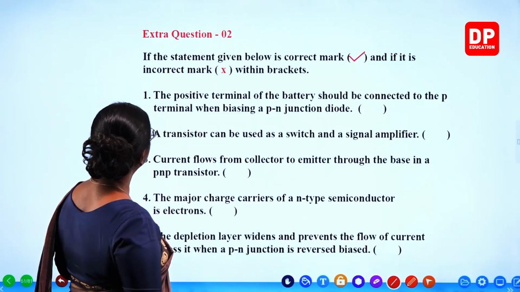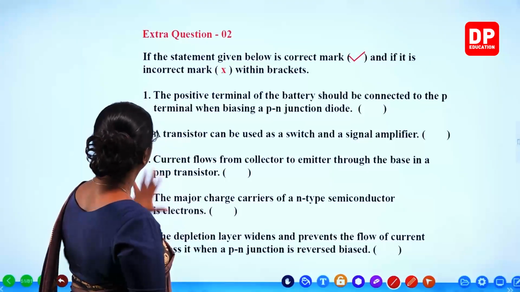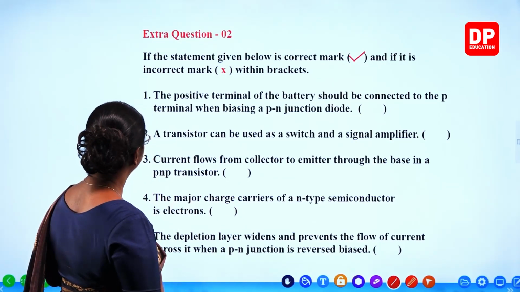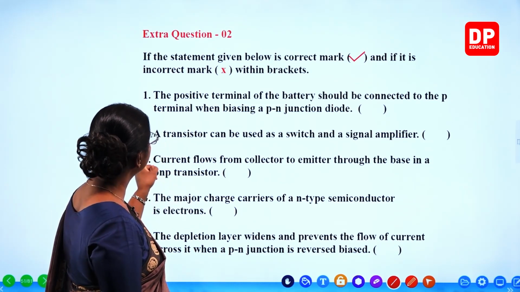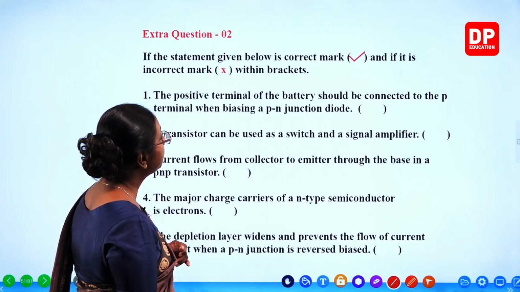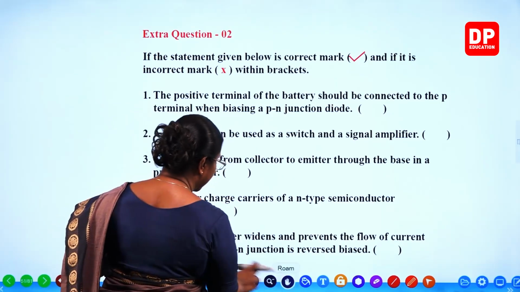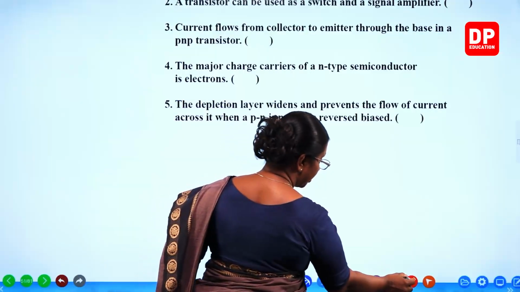So this is extra question 2. If the statement given below is correct, mark right, and if it is incorrect, mark wrong within brackets. So this is for you all to recall what we have learned in the lesson. The positive terminal of the battery should be connected to the P terminal when biasing a PN junction diode. That is correct. You all can remember that, students, when we bias the PN junction diode.